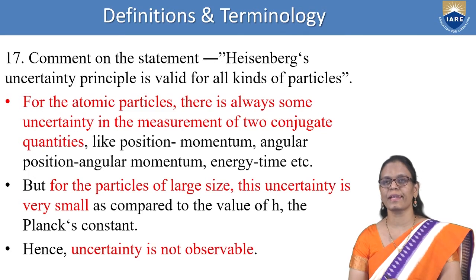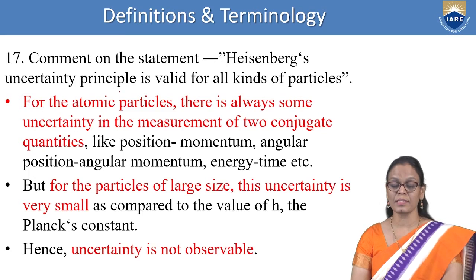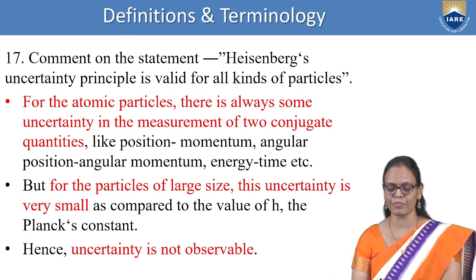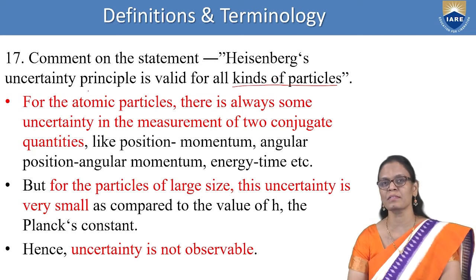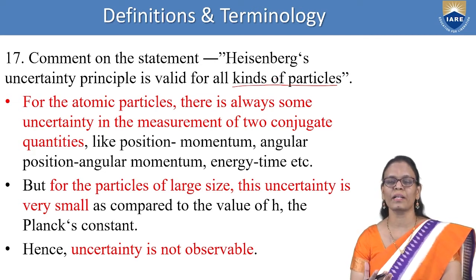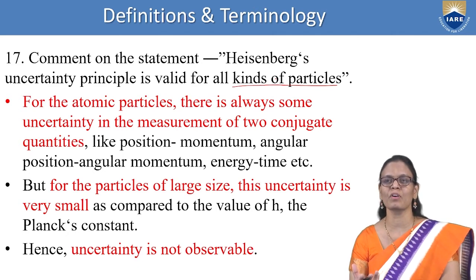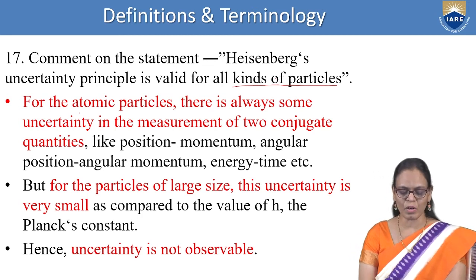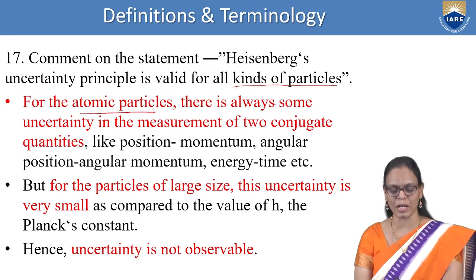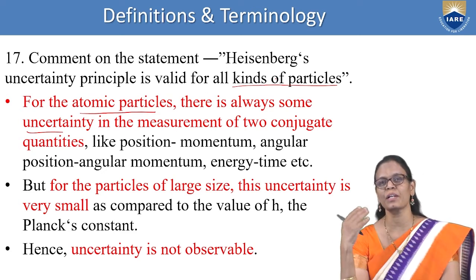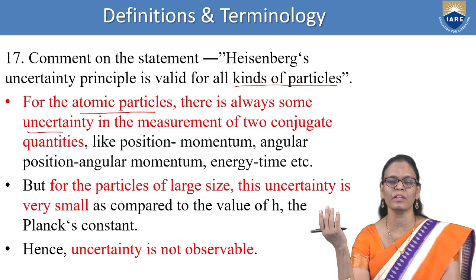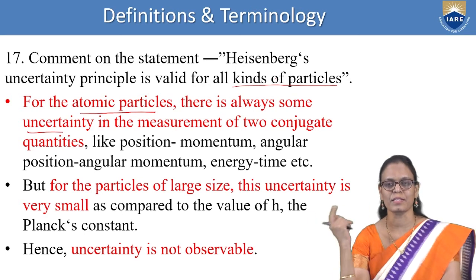Now comment on the statement: Heisenberg's uncertainty principle is valid for all kinds of particles. So what do we comment on this? What does Heisenberg's uncertainty principle say? We cannot find the position as well as momentum of the particle at the same time. There is certain uncertainty. So for atomic particles, there is always some uncertainty in the measurement of two conjugate quantities like position, momentum, or angular position, angular momentum, energy, time, etc.